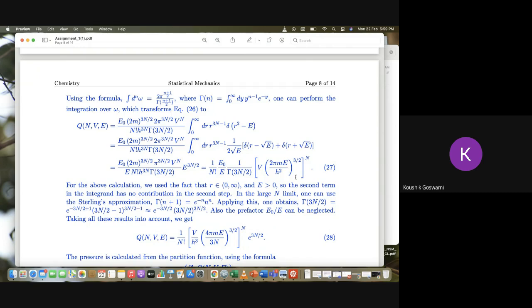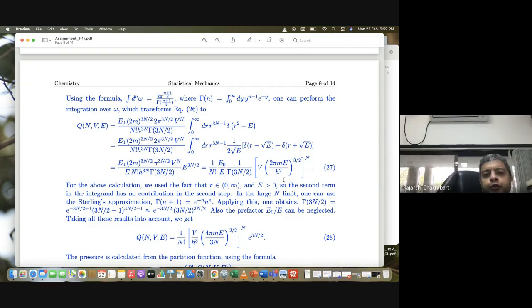Integration of a function with a delta function means the function just takes this value at this point. So what you need to do is replace your r with root e. So it will be e to the power of 3n minus 1 divided by 2. But I think n is very large, so it is very close to 3n minus 2 itself, isn't it? This approximation, you look at it.